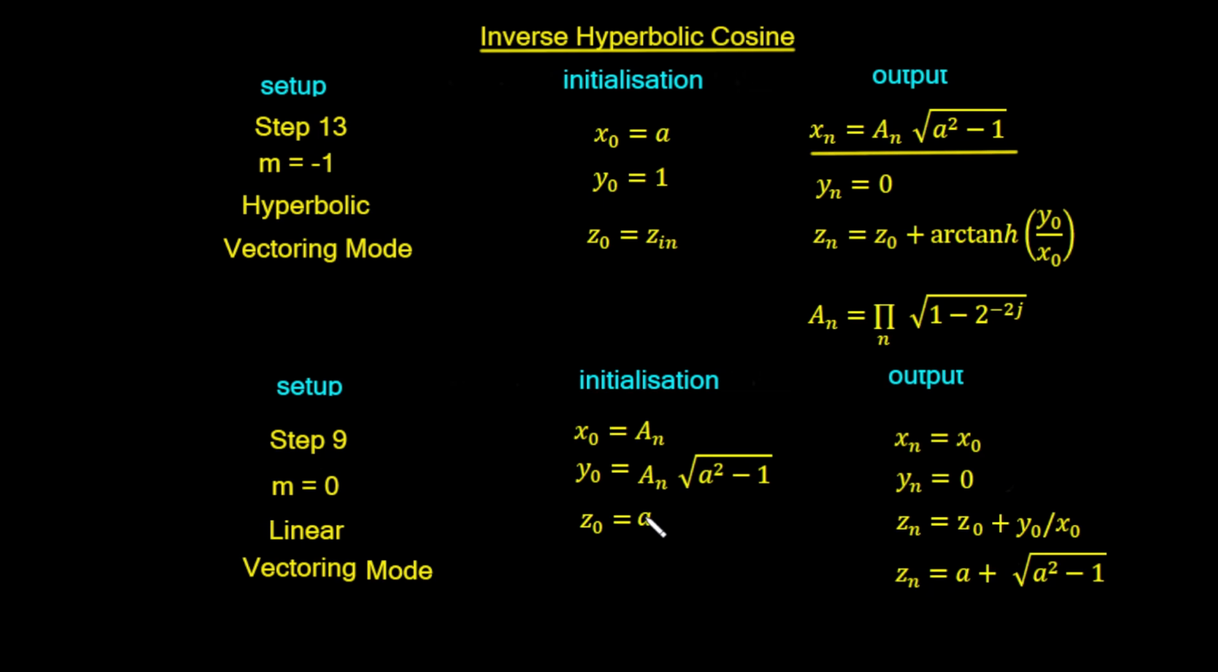So the value for x0 is a value an. The value for y0 is the output from this stage here, which was the value xn, and the value for z0 is equal to the value of a. Now the final output is going to be z0 plus y0 upon x0. So the final output zn is equal to a plus the square root of a squared minus 1. Now we're going to have to take the natural log of this value.